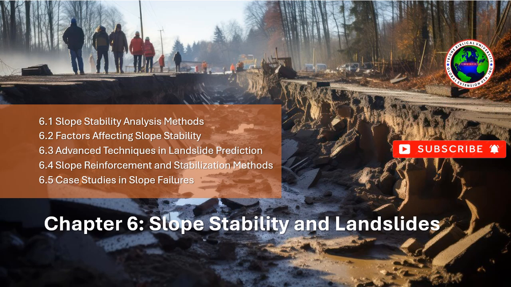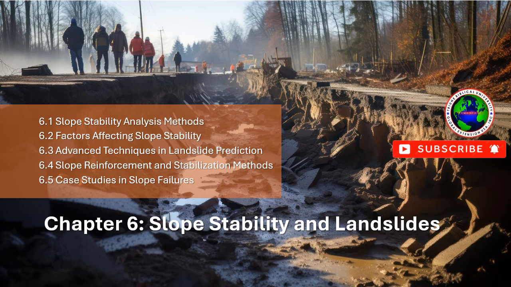6.4.7 Vegetation and Bioengineering Techniques. Vegetation plays a crucial role in slope stabilization by providing root reinforcement, reducing surface erosion, and enhancing soil cohesion. Bioengineering combines plant-based methods with traditional engineering techniques to stabilize slopes naturally.